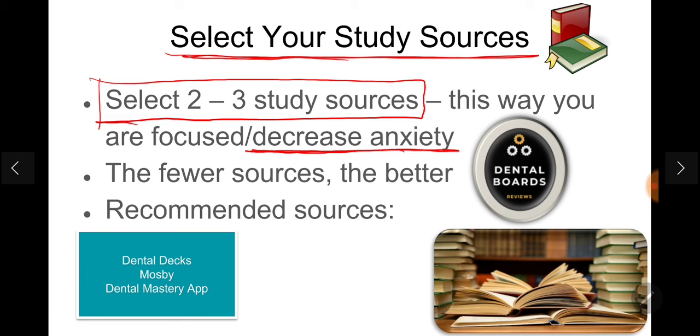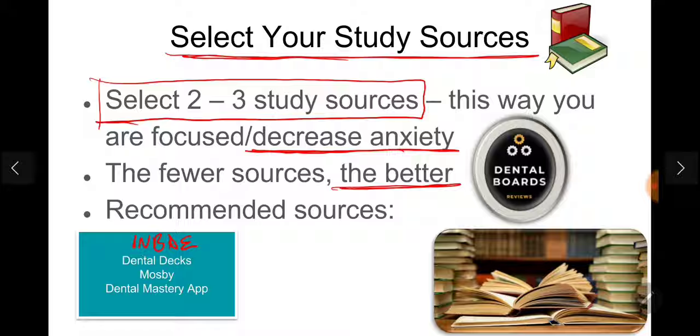Okay? So make sure you choose very few resources, and the fewer resources, the better. Now, what resources am I recommending? I am recommending the Dental Decks. Now, which Dental Decks am I recommending? I'm recommending INBDE Dental Decks. All right.